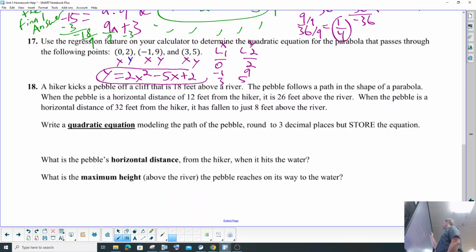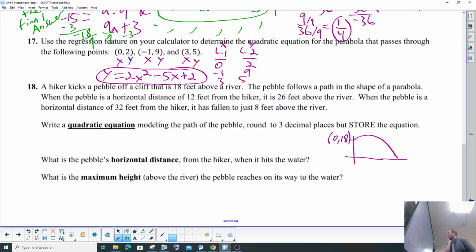So you're going to do the same exact thing with a hiker kicking a pebble off of a cliff that's 18 feet above the river, right? So then we go ahead and draw 18 feet in the air. And he's kicking a pebble off toward the river, like that. And so that's 18. So that's 0, 18 is our first coordinate.